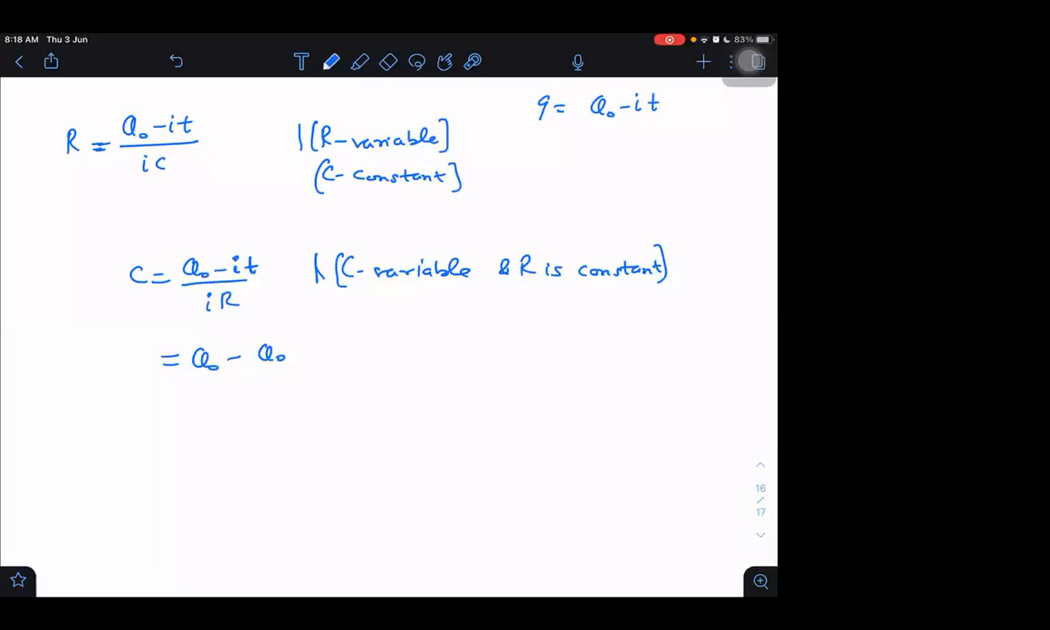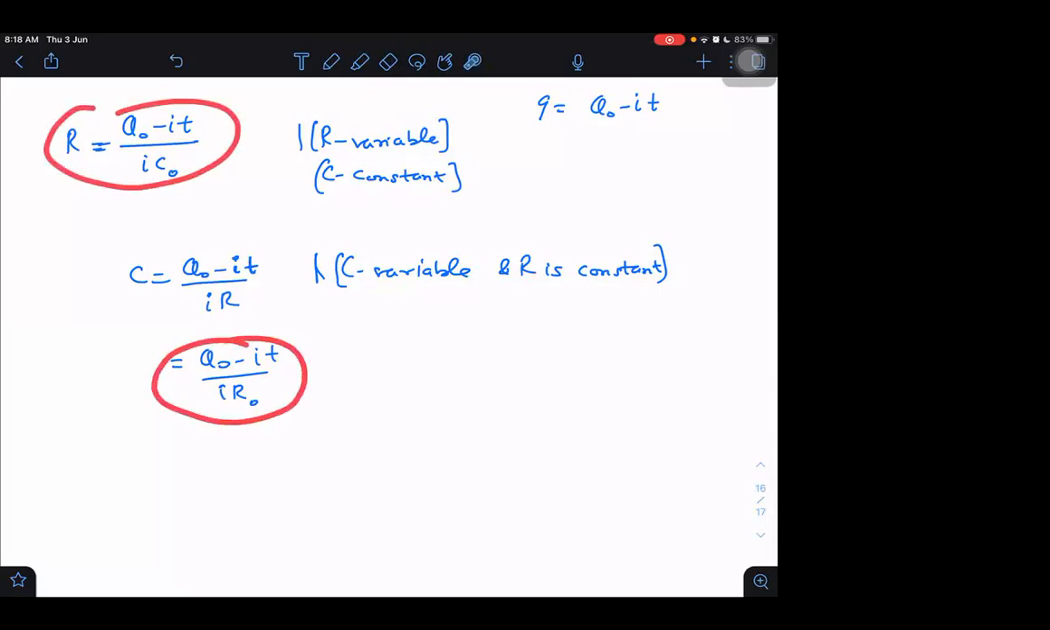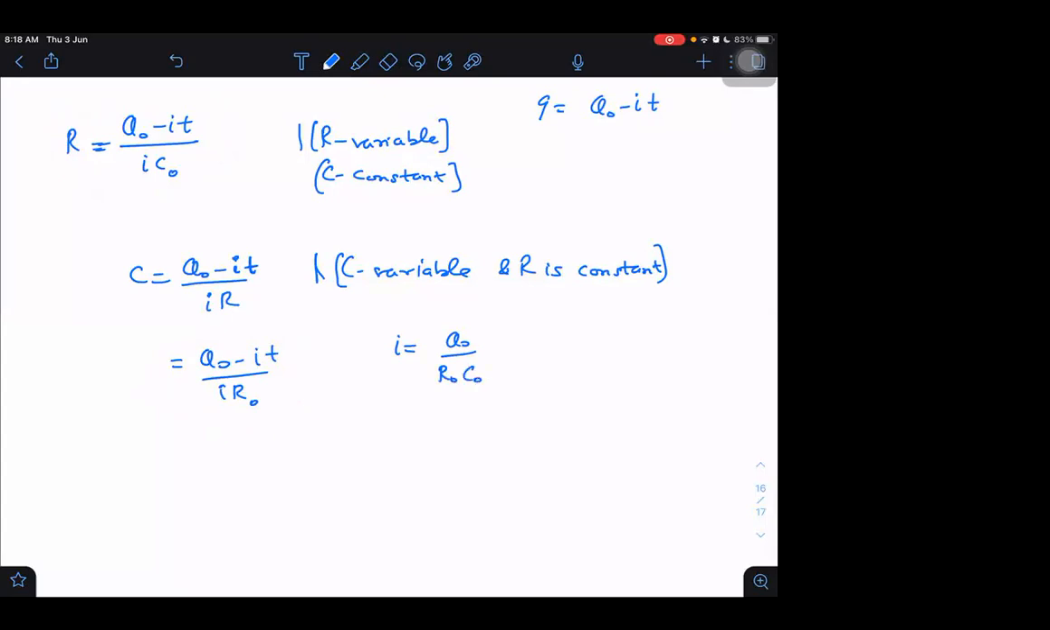When variable capacitance is there, then variable capacitance we are getting already as Q naught minus I t divided by I into R. Here R is constant, I can write R as R naught. Here C is constant, I can write C as C naught in the above case. C is constant and R is constant here. Moreover, I can write in this case I as Q naught divided by R naught into C naught. And in the above case also it is the same. I is the same in both cases.